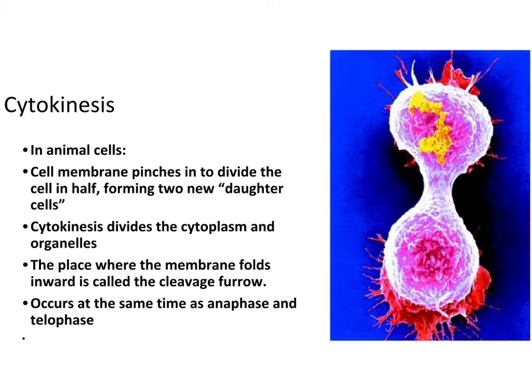Cytokinesis divides the cytoplasm and the organelles. So then you have 2 brand new cells. They each have their own nucleus. They have all the cell organelles. The place where the membrane folds inward is called the cleavage furrow.